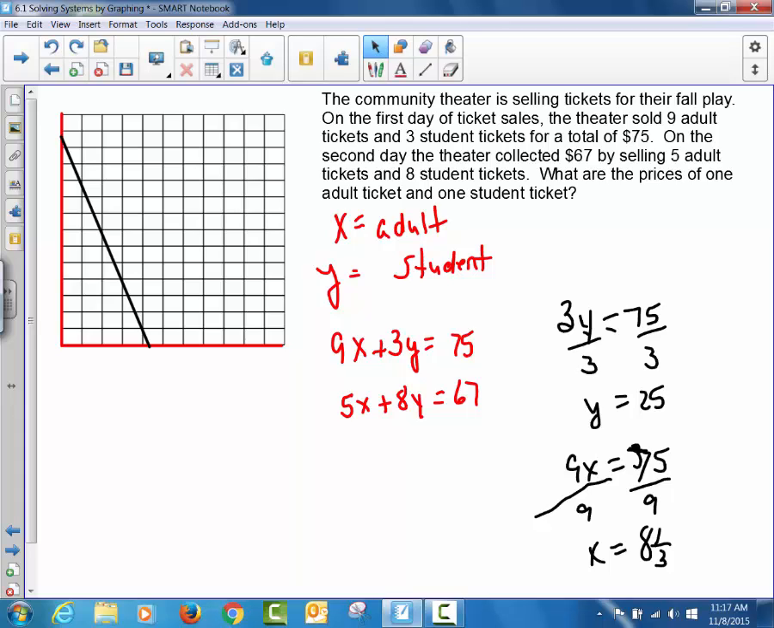Notice how this is all in the first quadrant. We're not using the other 3 quadrants because you can't have a negative amount when you're selling tickets. Okay, you're always going to have a positive amount, so that's all we're dealing with. All right, now let's do the second one.